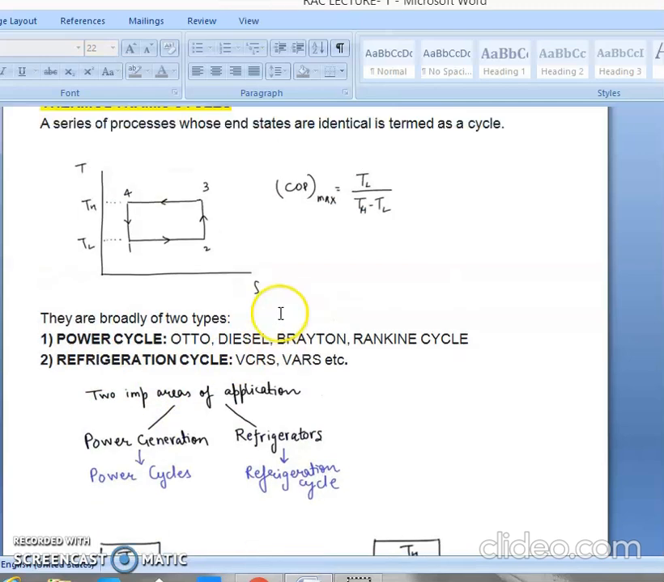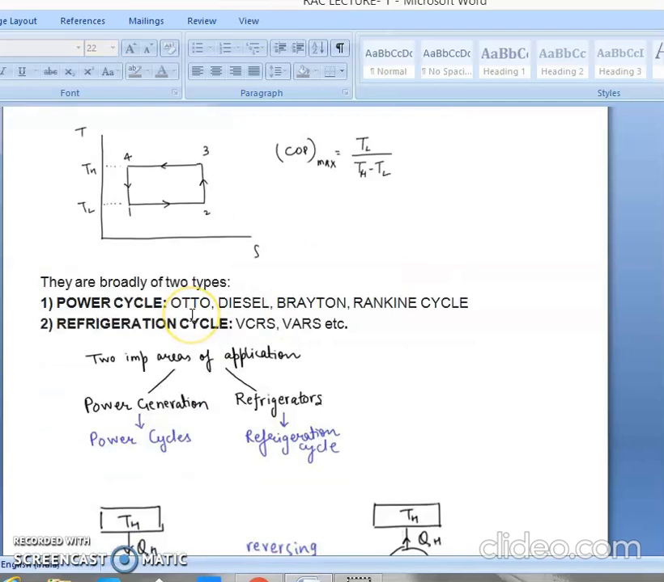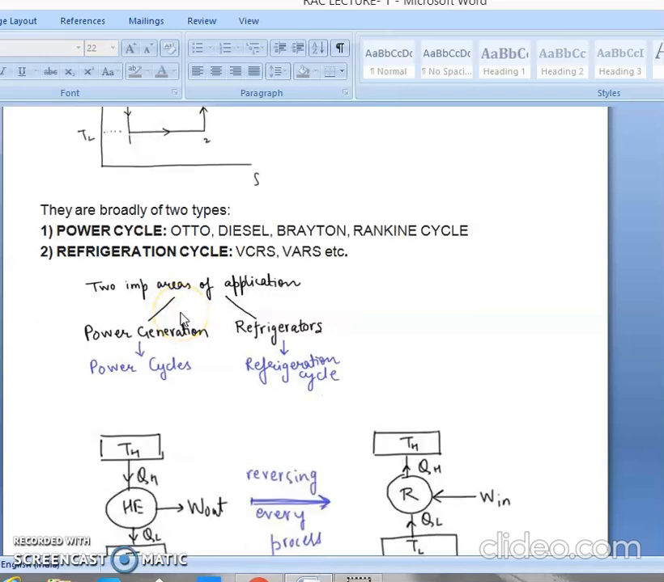Broadly, thermodynamic cycles are of two types. Number 1, power cycle. Number 2, refrigeration cycle. Power cycles are those cycles from where we get work done. Examples of power cycles are Otto cycle, diesel cycle, dual cycle, or in general air standard cycles, Brayton cycle, and Rankine cycle. All these are examples of power cycle.